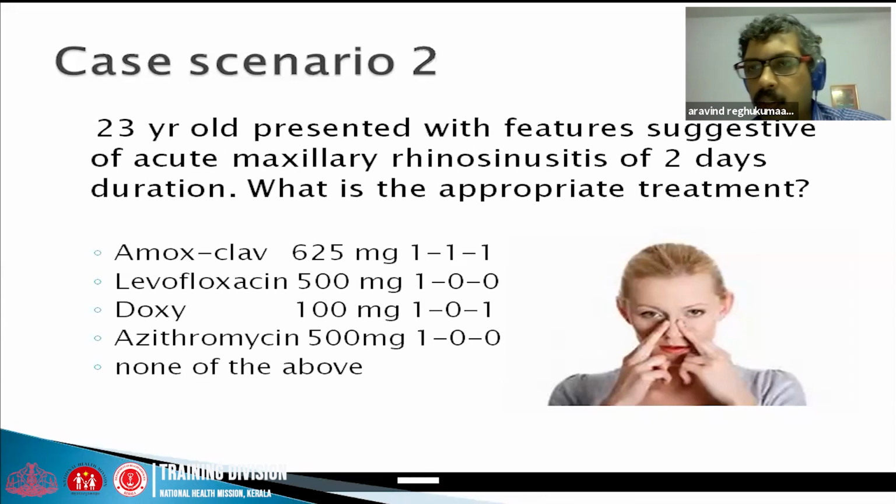So the patient presents to you with fever, facial pain, then say a purulent discharge from the nose, etc. So you make a diagnosis of acute sinusitis, and based on the site of tenderness, you say it is a maxillary rhinosinusitis. So what is the appropriate treatment? We know that sinusitis, if it is not viral, if it is bacterial, we need to cover for pneumococcus. So is the drug of choice amoxiclav, or is it levofloxacin, doxycycline, azithromycin, or none of them?